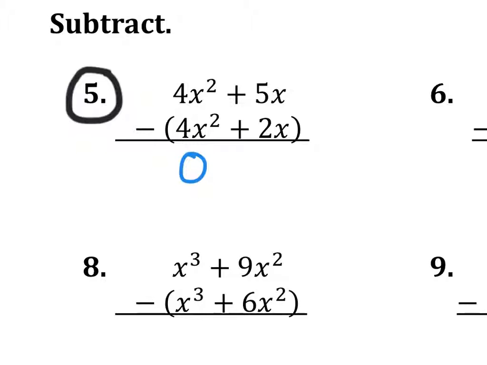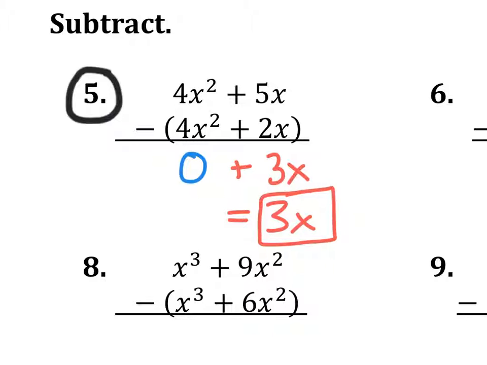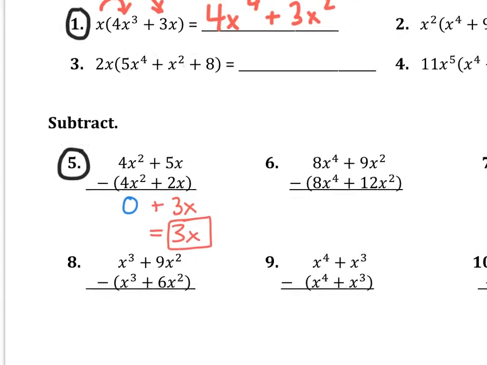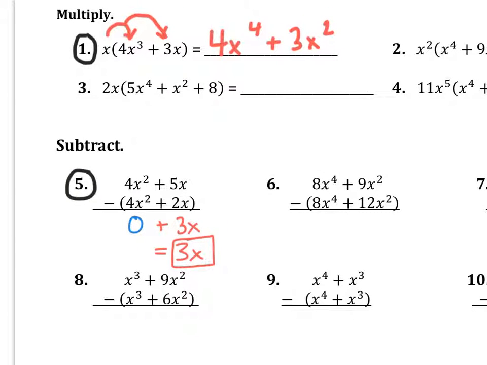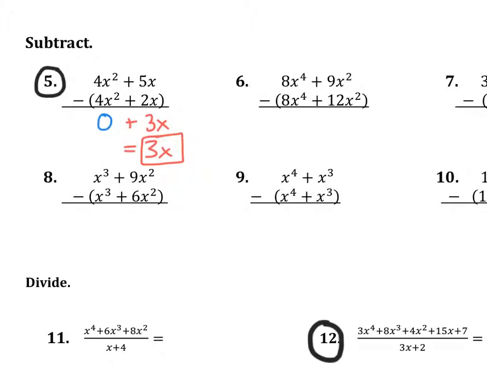And now we need to remember that we're going to do 5x minus 2x. Since we're minusing this whole term, we have to minus that 2x. So 5x minus 2x is 3x. So our final answer is just 3x when we subtract these two binomials. Alright, now those two skills, multiplying and subtracting, are going to be huge for dividing.